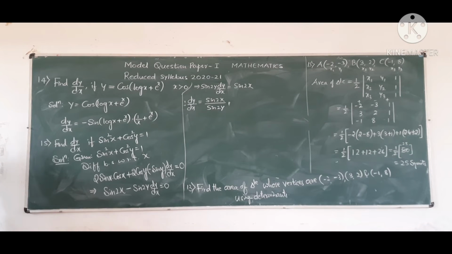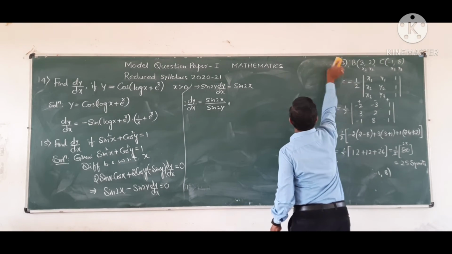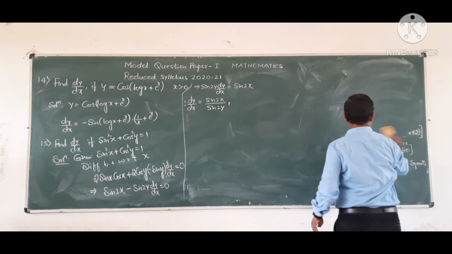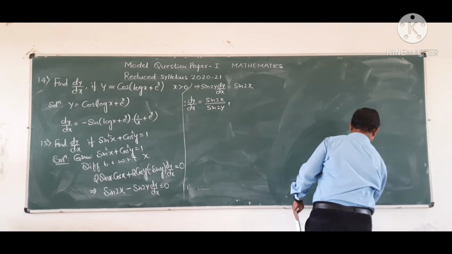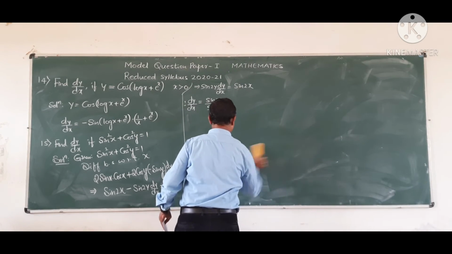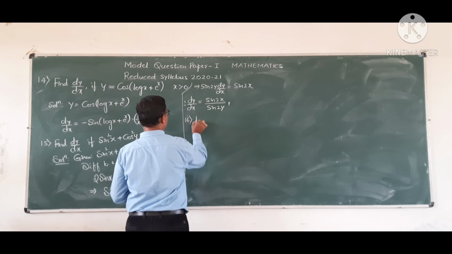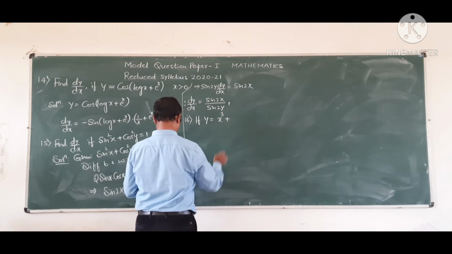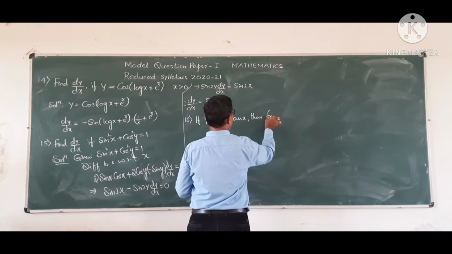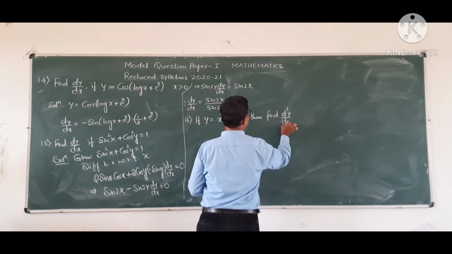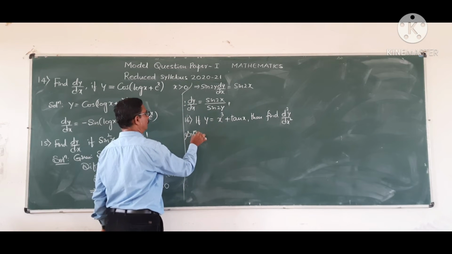Now problem number 16. If y is equal to x cube plus tan x, then find d square y by dx square, 2 times differentiation. Now first find the first order, after that find the second order.